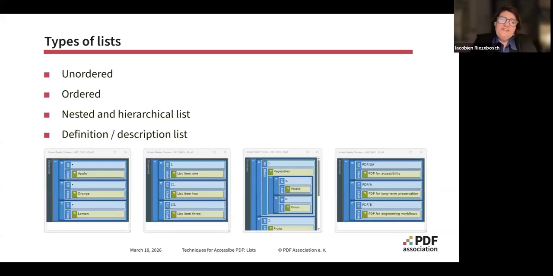There are 4 types of lists. We have the unordered list with, for example, bullets. We have the ordered list with numbers. We have the nested and hierarchical lists. And we have the definition and description list. And I will get into the definition and description lists and the nested and hierarchical lists a bit later.